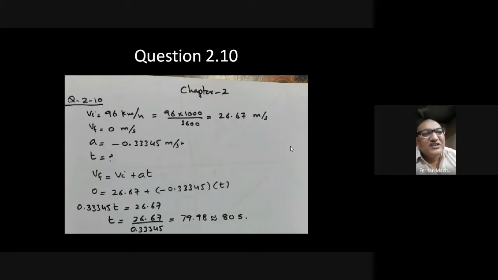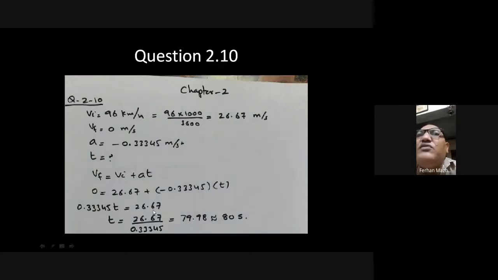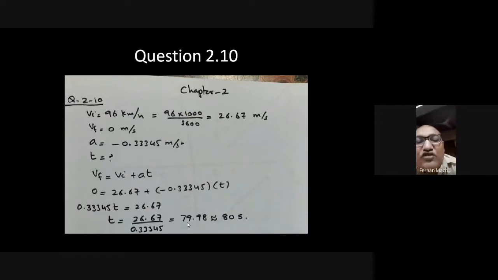Take this whole thing, because it's negative, to the other side. So it will be 0.3345 T equals 26.67. Take this 0.3345 to this side, and T will equal 79.98. This is approximately 80 seconds. So this is question number 2.10. Hopefully you have understood.